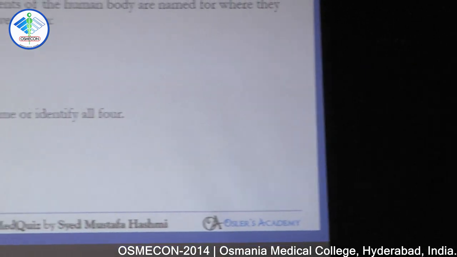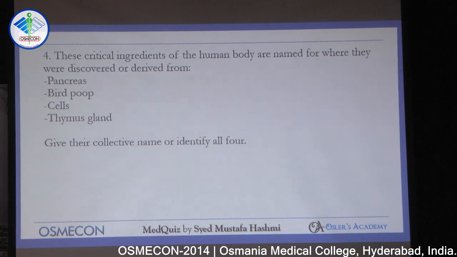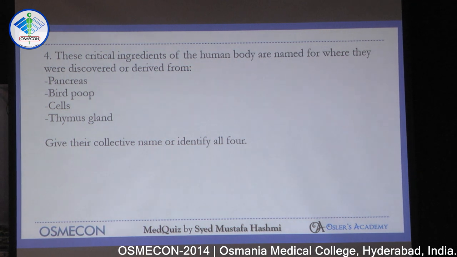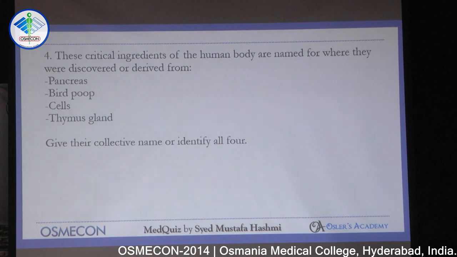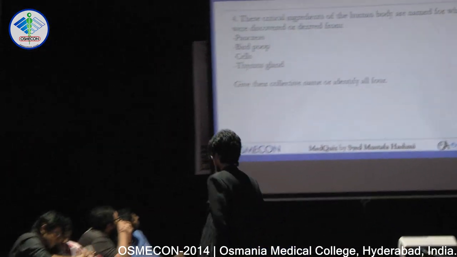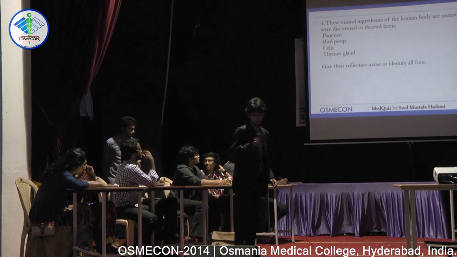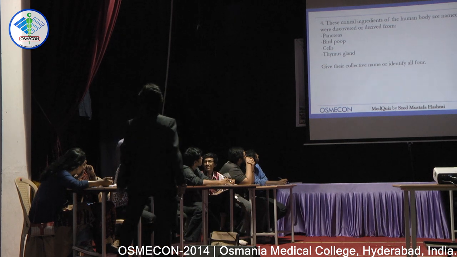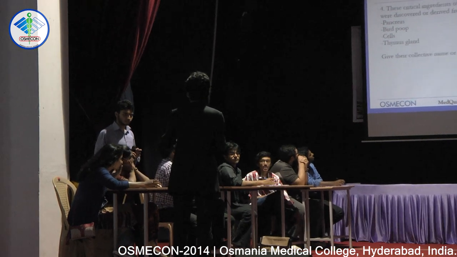Next question. So these critical ingredients of the human body are named for where they were discovered from. Pancreas, bird poop, cells, thymus gland. Give me the collective name or identify all four. Team 3 has pounced. Any more pounces? I close the pounce. Yes, pounce is checked. Team 1.